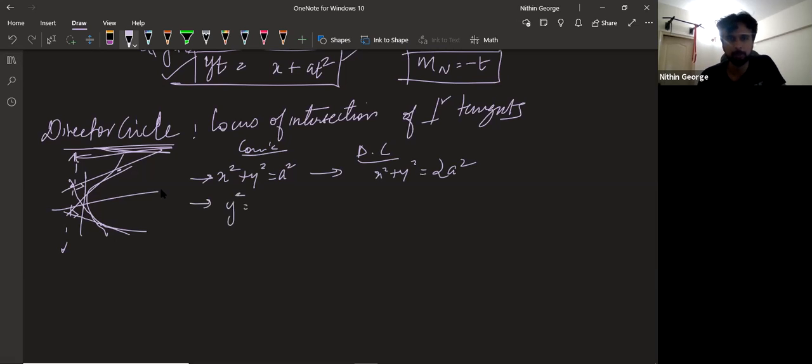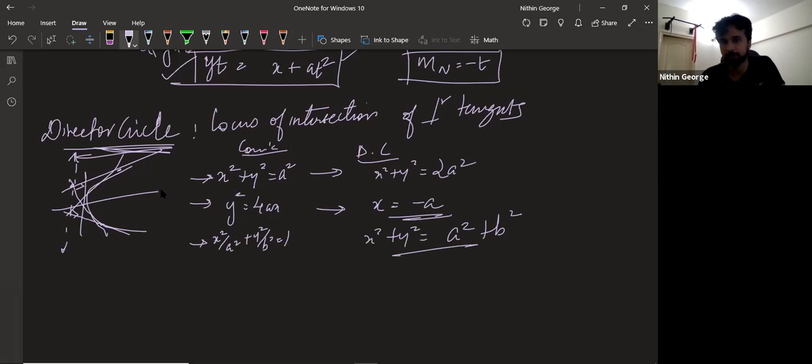For a parabola, y square equal to 4ax, it will be the directrix, that is x equal to minus a. For a parabola, the director's circle is nothing but a line, which is the directrix. Now, for an ellipse, this will be x square plus y square equal to a square plus b square. This will be the director's circle.